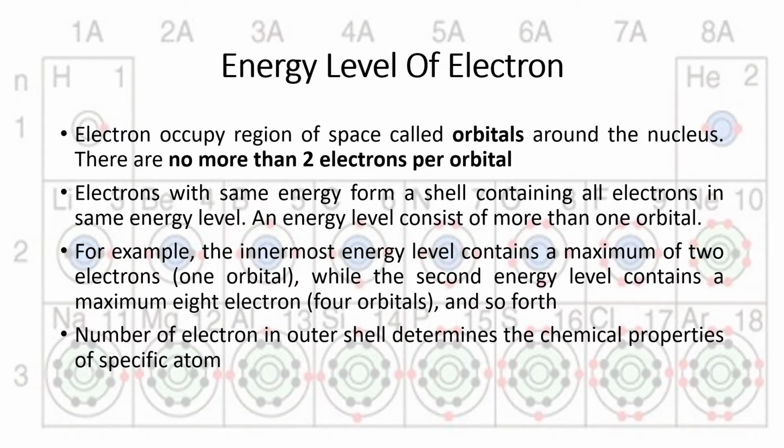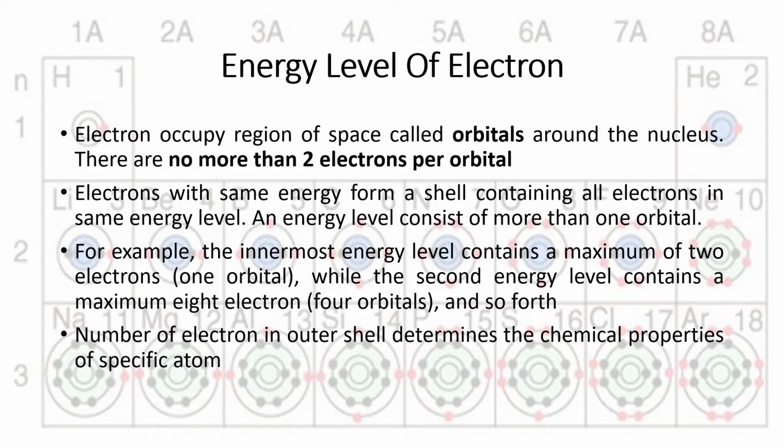An electron's energy level is correlated with its average distance from the nucleus. Electrons are found in different electron shells, each with a characteristic average distance and energy level. Electrons occupy regions of space called orbitals around the nucleus. There are no more than 2 electrons per orbital. Electrons with the same energy form a shell containing all electrons in the same energy level. An energy level consists of more than one orbital.